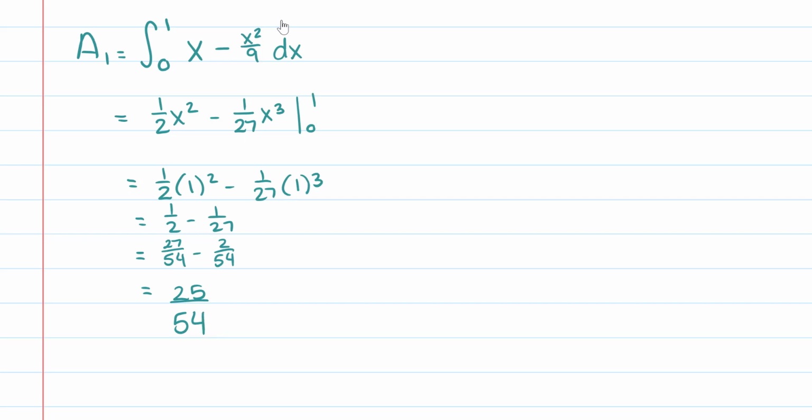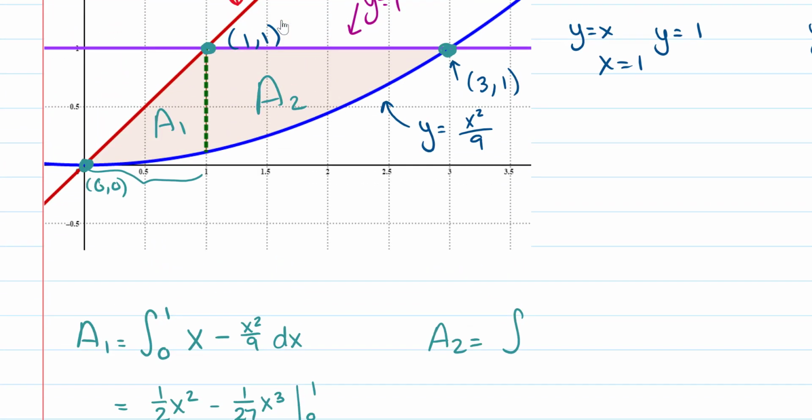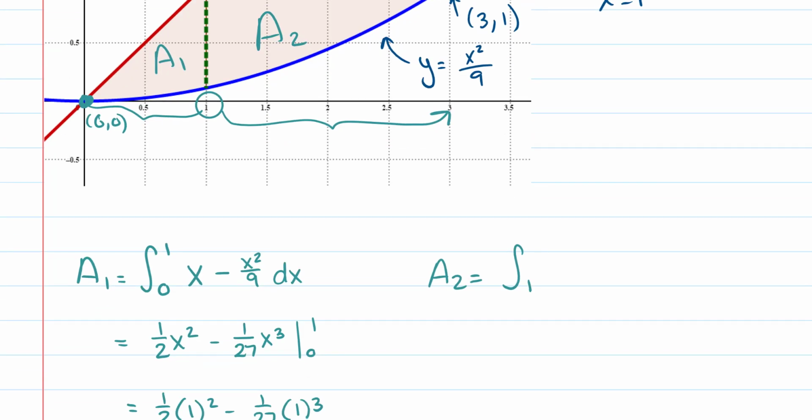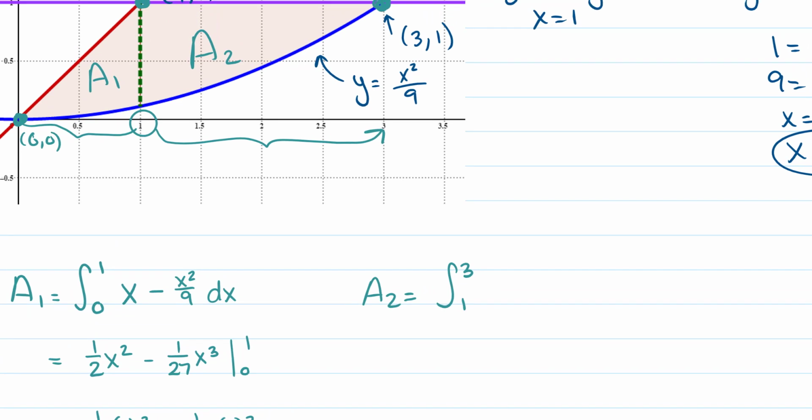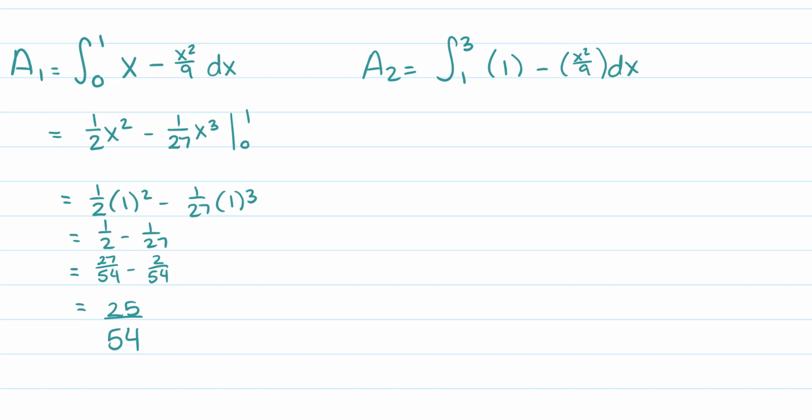Now I need to find the area of region 2. And this is going to be the integral. Looking back up here, we see we're starting at 1, and we're going to integrate all the way until you get to x equals 3. So from 1 to 3. And our top function is y equals 1. And our bottom function is still x squared over 9. So this becomes x minus 1 over 27 x cubed from 1 to 3.